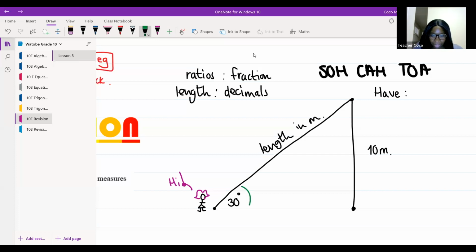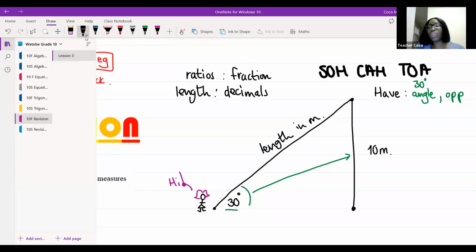What have they given me over here? They've given me an angle. They've given me an angle of 30 degrees. And they've also given me, in relation to my angle, what is this side over here called? In relation to my angle, that side is called my opposite. Good. So they've given me my angle and my opposite.